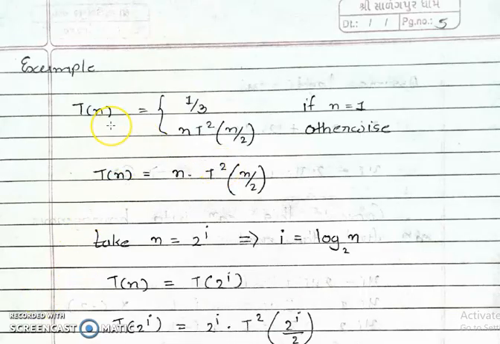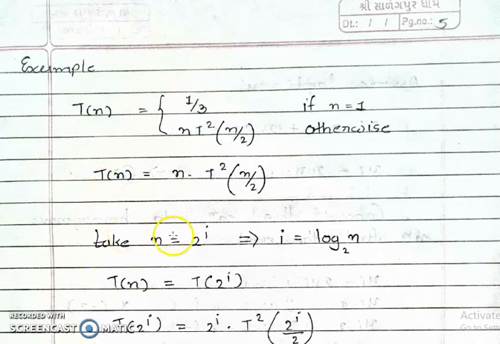Here we take one example to solve the recurrence relation using the range transformation. T(n) = 1/3 when n = 1. Otherwise, T(n) = n · T²(n/2). So take the equation T(n) = n · T²(n/2).